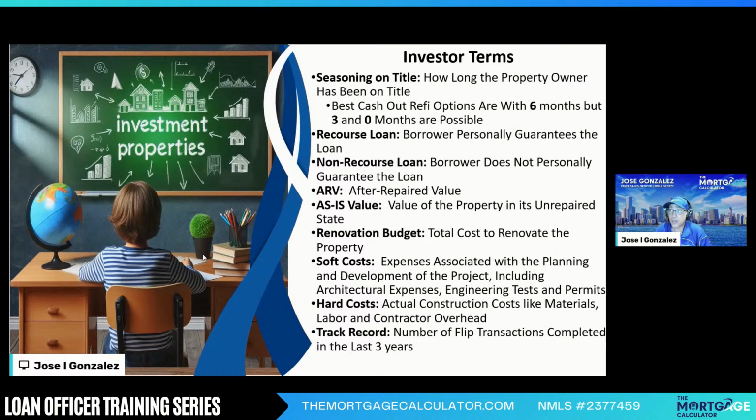You already heard me talk about seasoning on title. That's how long the property owner has been on title. The best cash out refi options, which is where seasoning on title comes into play, are with 6 months seasoning, but 3 and like I just mentioned, 0 months are actually possible. Do the repairs in 2 weeks. You could, theoretically, be refinancing out of that loan if they're ready that quick on the flip, on the repairs.